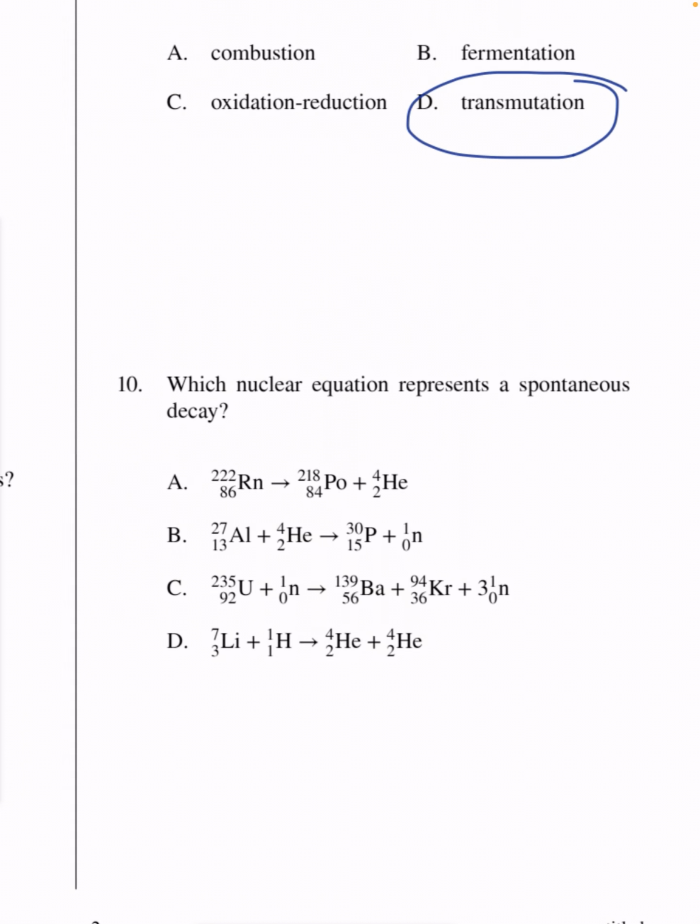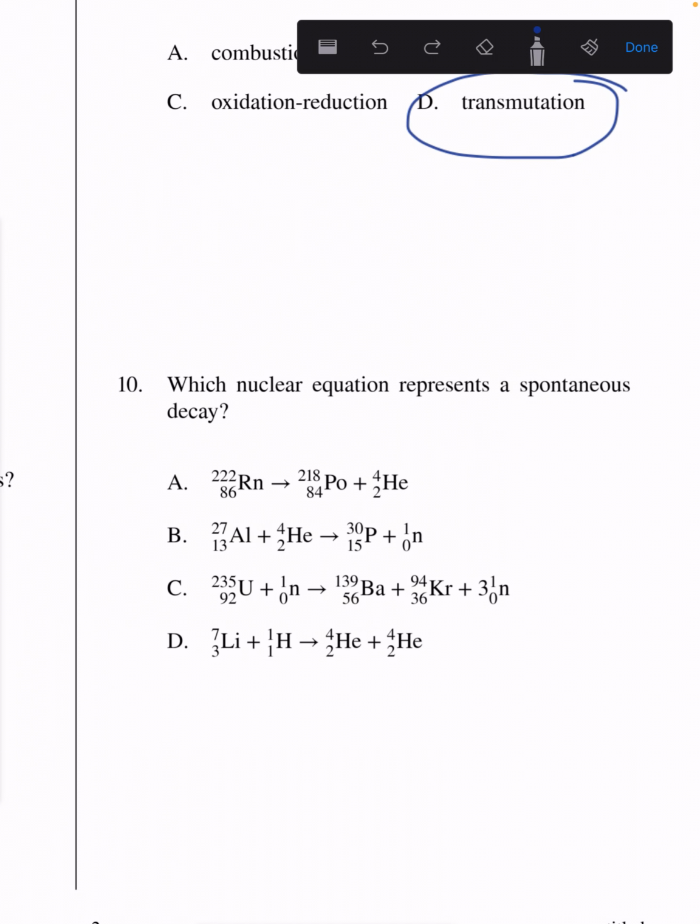Number 10. Which nuclear equation represents a spontaneous decay? Spontaneous means you do not need to bombard it or combine it with anything. It happens spontaneously. Look at this one. You start with radon and spontaneously it goes to polonium and helium. You do not need to combine it with any other things. But look at this, you need to combine, fuse. You need to make a fusion reaction.